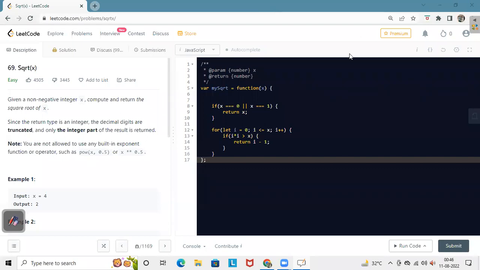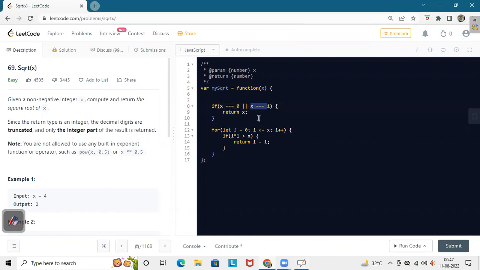Now take a look at the second approach. In this approach, this is the base condition: when x is 0 or x is 1, we have to return x itself. If x is not 0 or 1, it can be any number, like in our example we take 16.